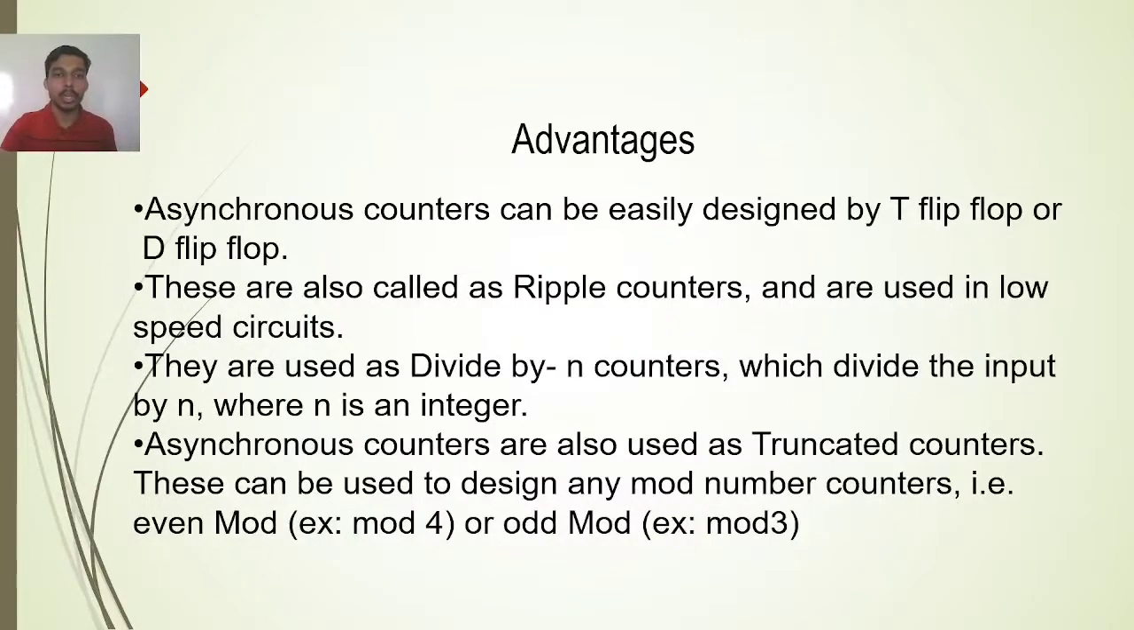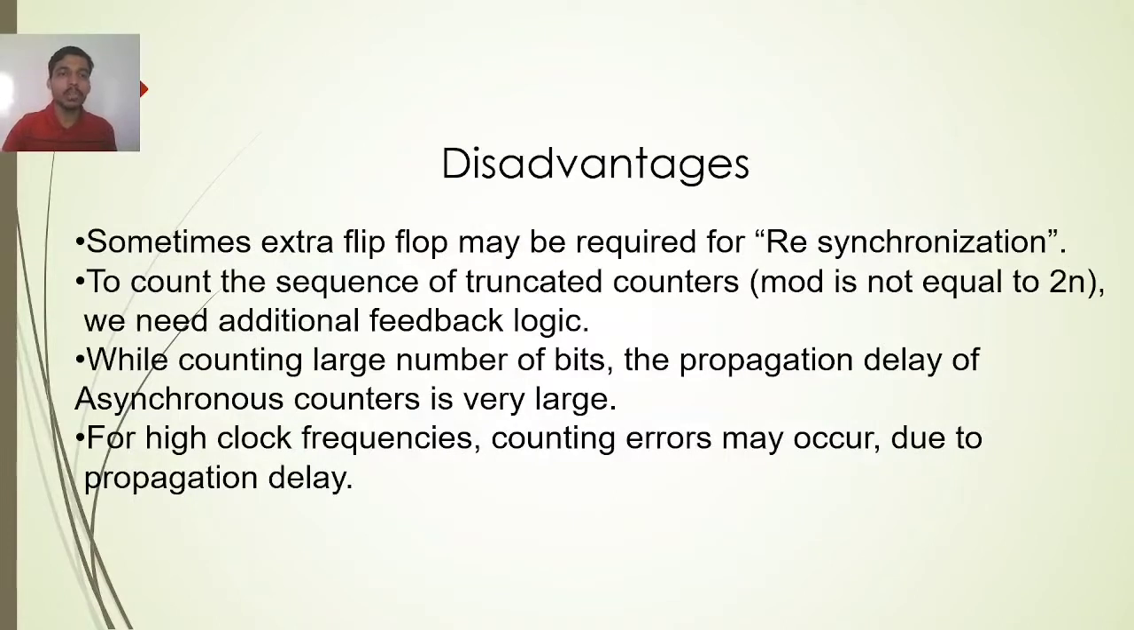Now some of the disadvantages. Sometimes an extra flip-flop may be required for resynchronization. To count the sequence of truncated counters, where mod is not equal to 2^n, we need additional feedback logic. While counting a large number of bits, the propagation delay of an asynchronous counter is very large. For high clock frequencies, counting errors may occur due to propagation delay.